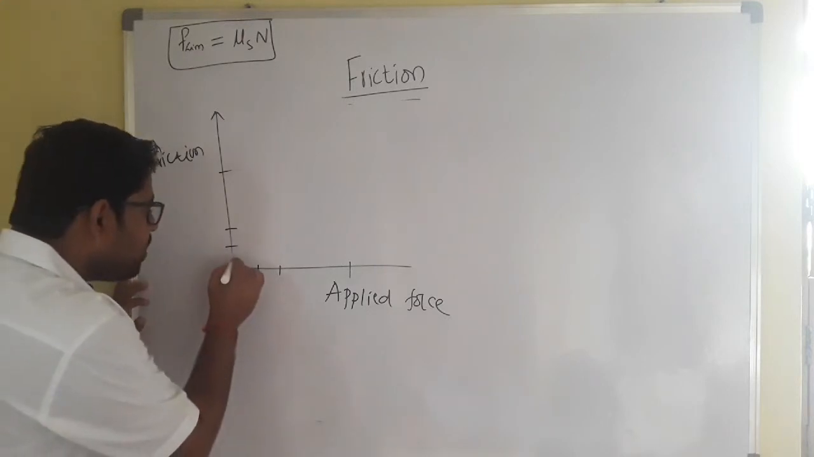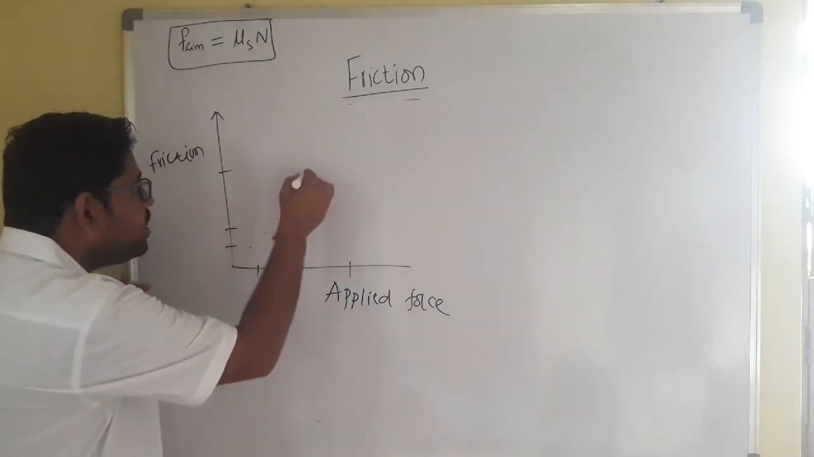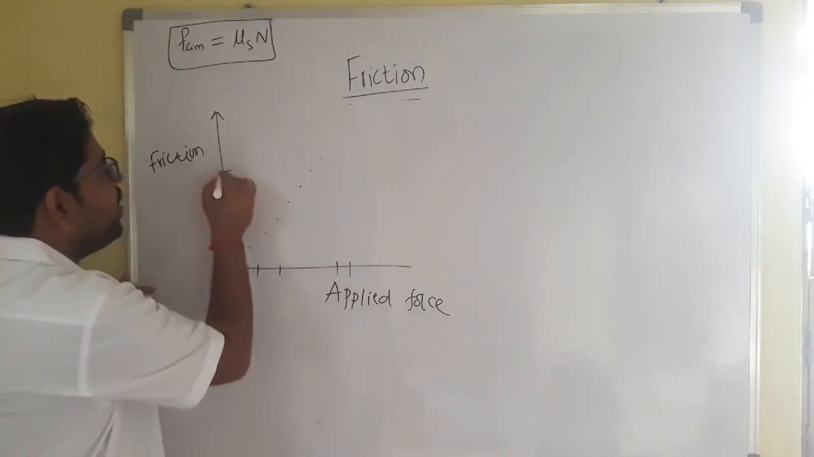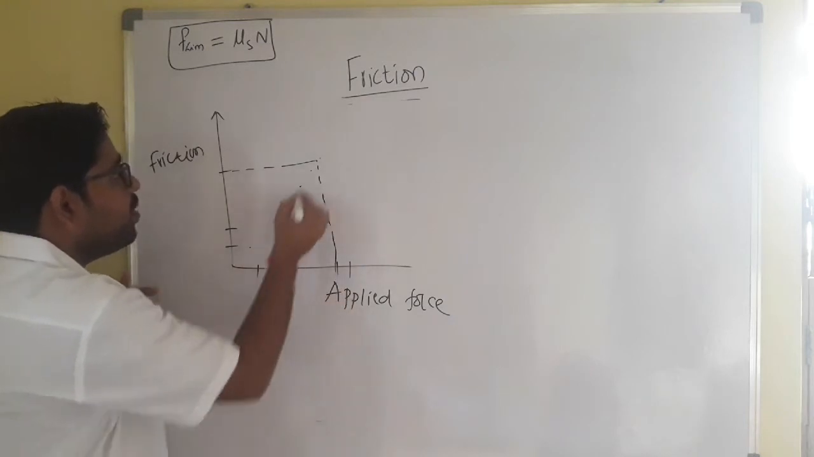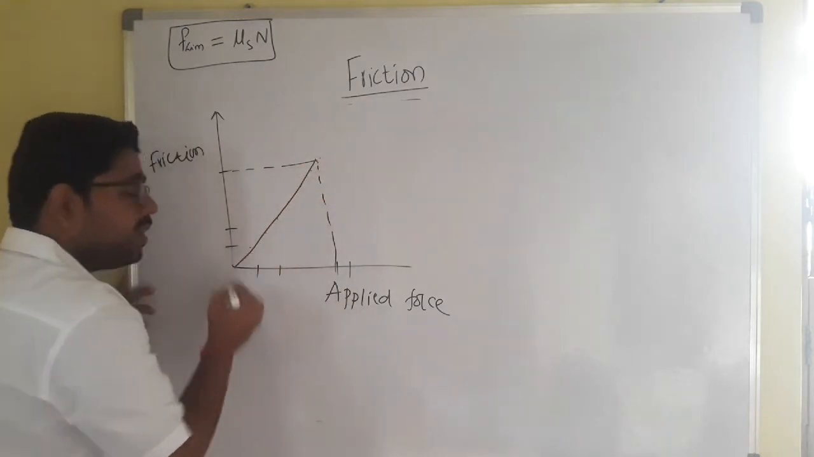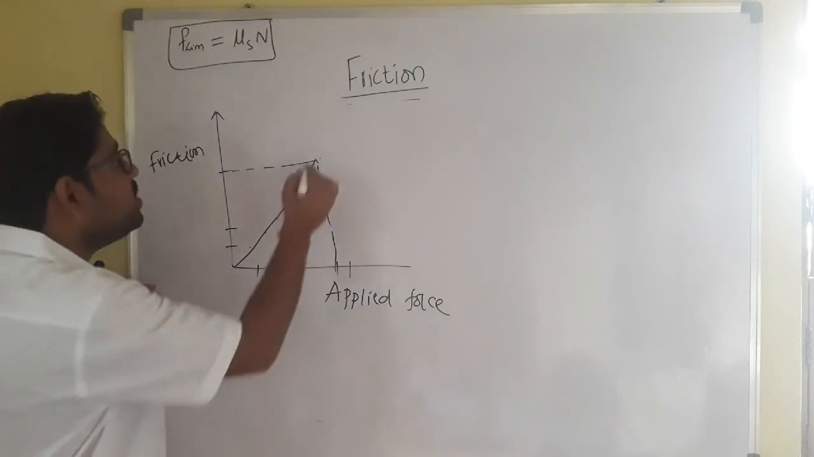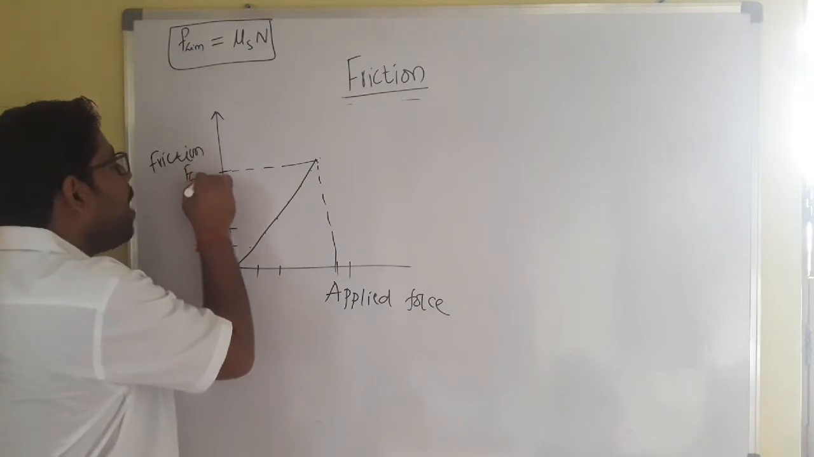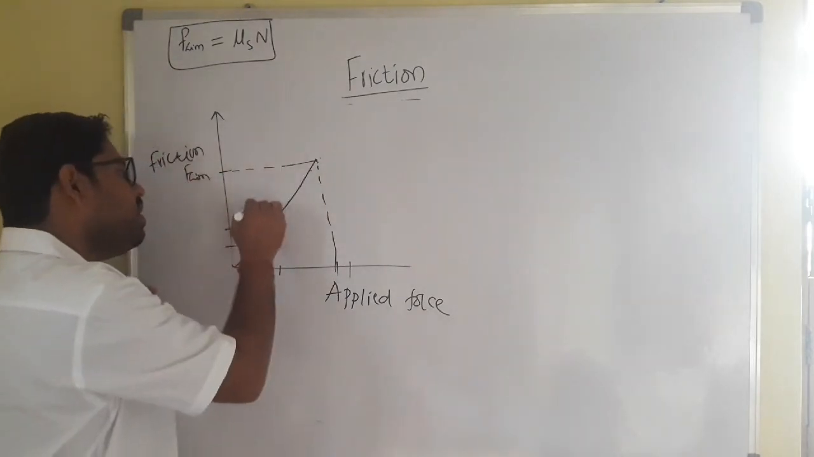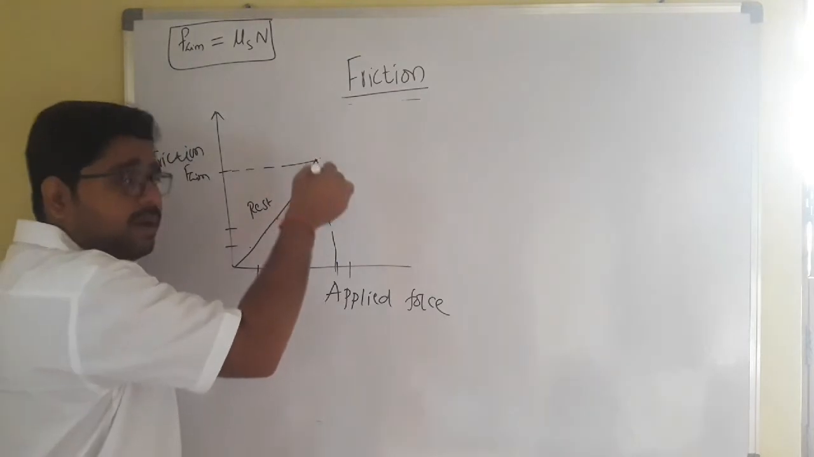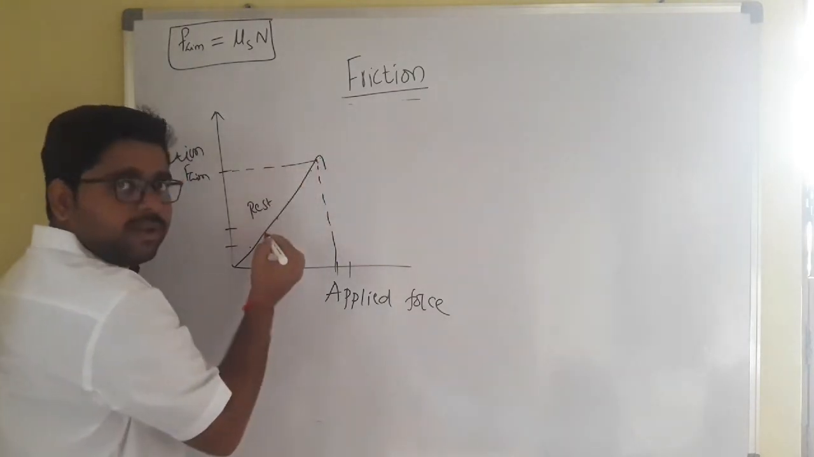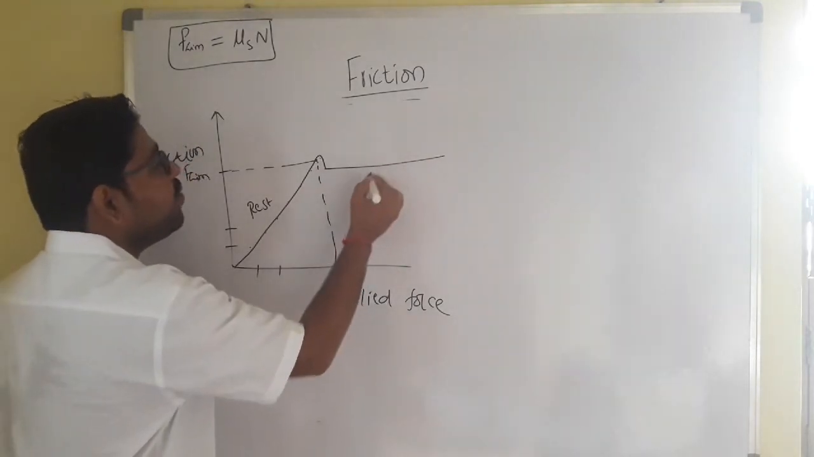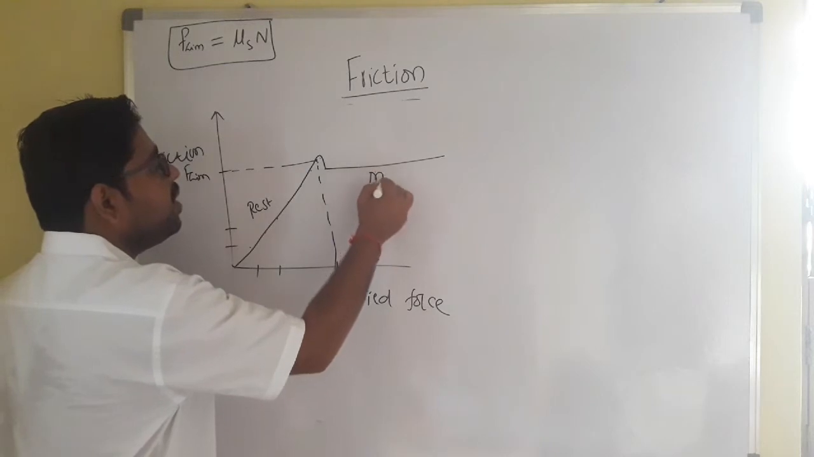If you keep on giving force, it is compensated like this, up to when it reaches the maximum value. So the body will be at rest only, from here to here. Up to this particular friction maximum value, which we call F limiting, the body will be at rest only. Once the force reaches beyond this, then the friction value drops and the body will be under motion only.